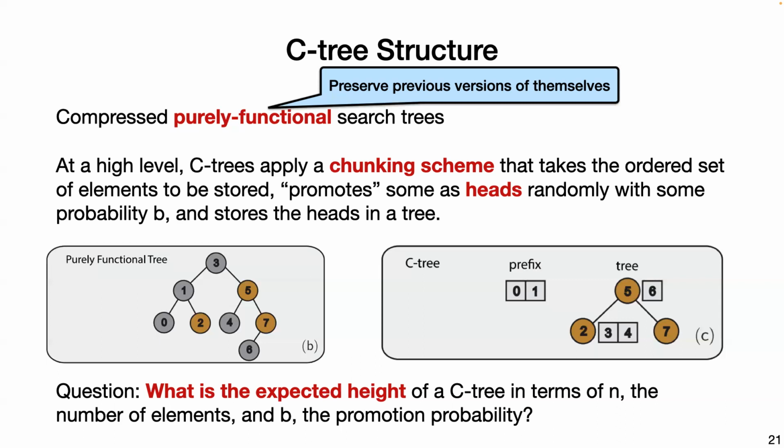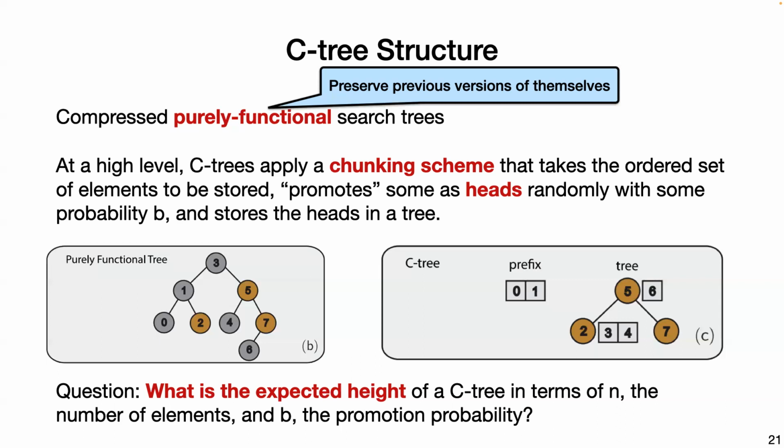So this is a traditional tree, just a regular binary tree, and this is a C tree. Here, the set of things that you're trying to store is just the numbers 0 through 7. In the C tree, the things that won the coin flip are 2, 5, and 7. So those become the heads of your tree, you build a binary tree on them, and the rest of them are just stored in contiguous arrays. That part is a little bit like B trees, but in B trees, all the elements are at the bottom and the fan out is B, and here the fan out is 2.